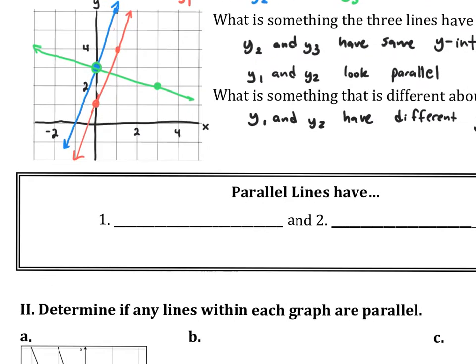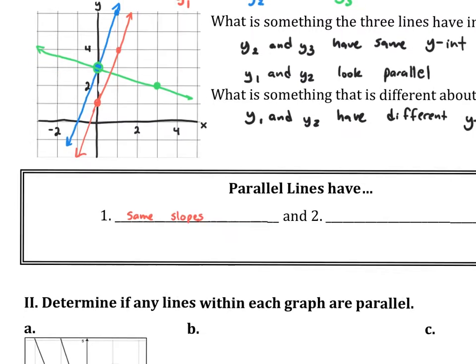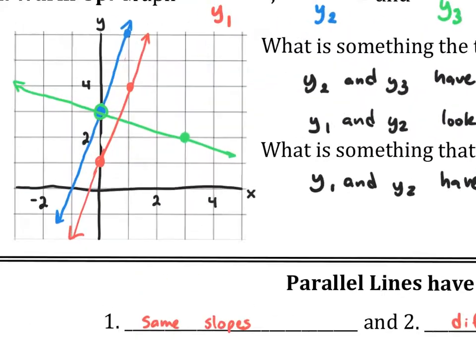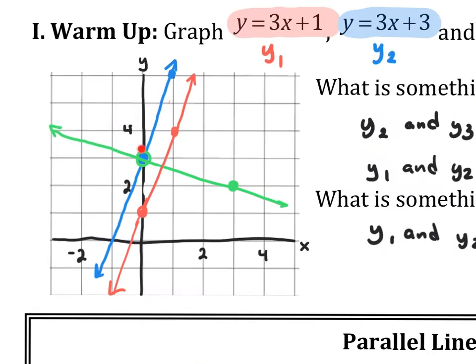All right, so parallel lines. What's true? Parallel lines have the same slopes, and they have different y-intercepts. So like I said, with this blue line, it goes up 3, right 1. The red one goes up 3, right 1. But they also begin, if we call this the beginning, at different locations.